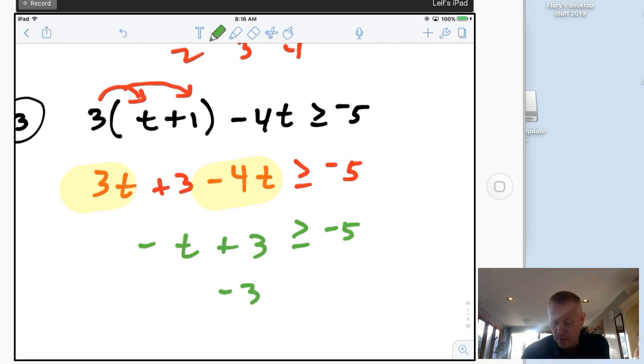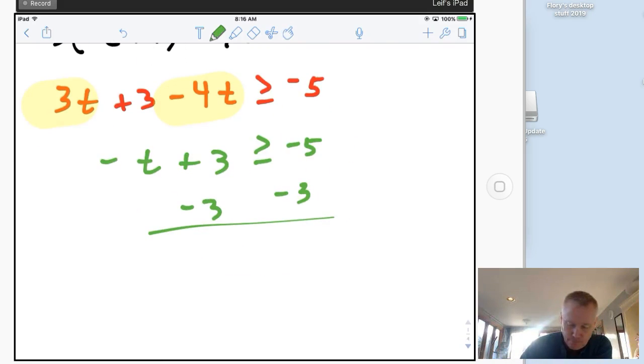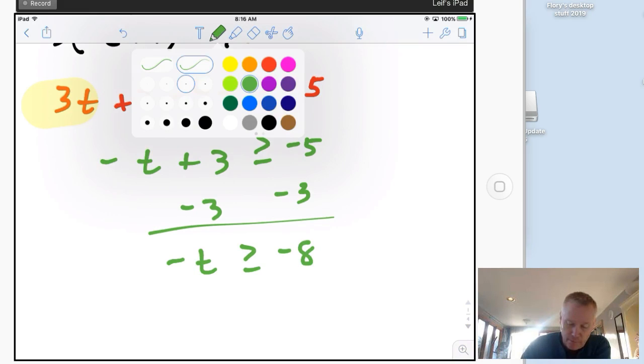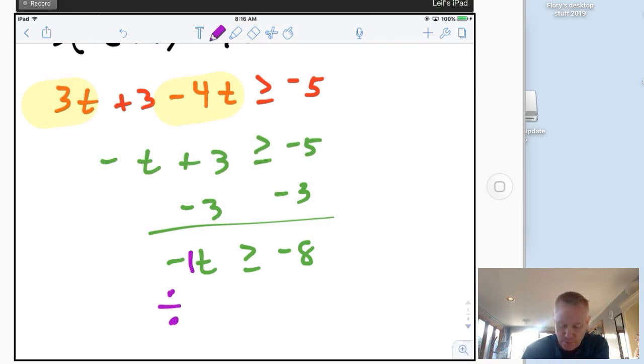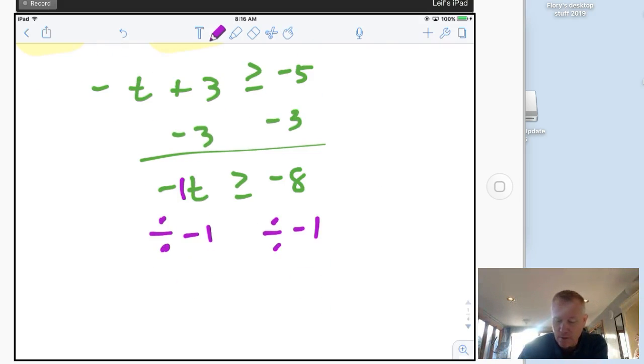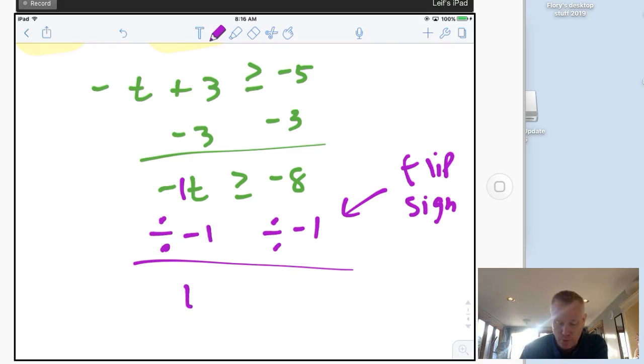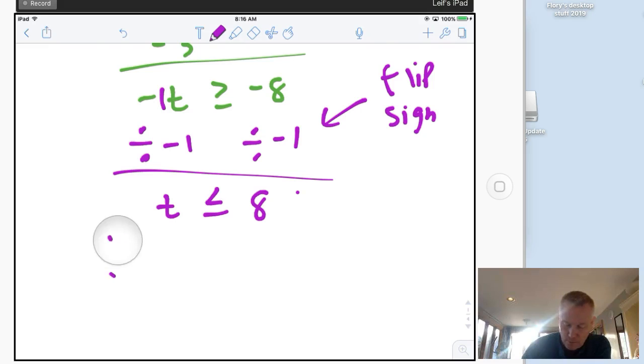Next, I want to subtract 3 to get that negative t alone. Now I got negative t, negative 5 minus 3 is negative 8. Now I have to get rid of that negative sign. Remember, there's an implied 1 in front of that t, so the opposite of multiplying by negative 1 is dividing by negative 1. Now I need to flip the sign, okay, because I divided by a negative number. That's when it usually comes up, at the end when you divide by what's in front of that t. If it's a negative number in front of that t, you're going to flip that sign. Negative 8 divided by negative 1 is positive 8, and that's my solution. If they asked you to graph it, it would be a solid line.